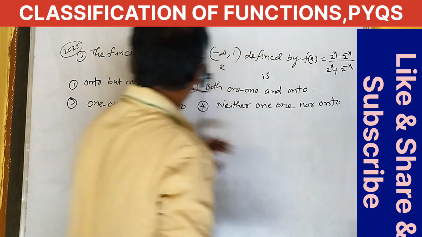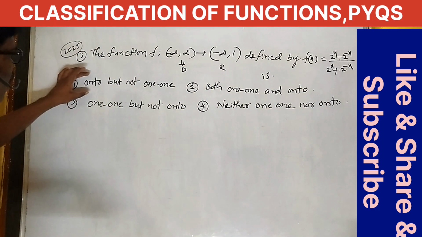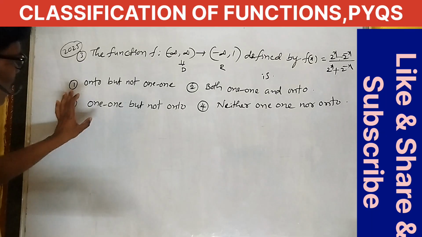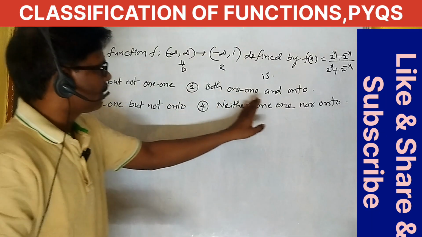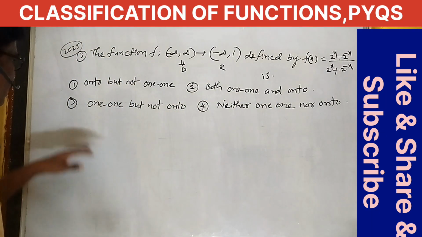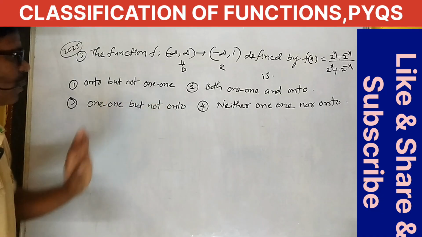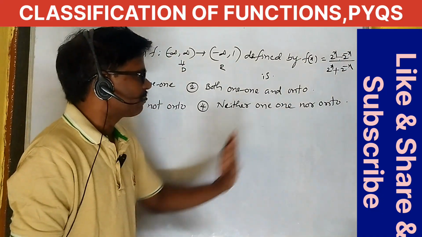That is the question. The first option is onto but not 1-1. The second option is both 1-1 and onto. The third option is 1-1 but not onto. The fourth option is neither 1-1 nor onto.